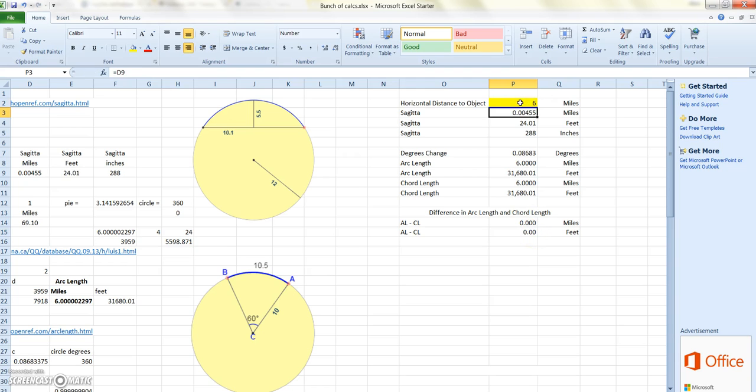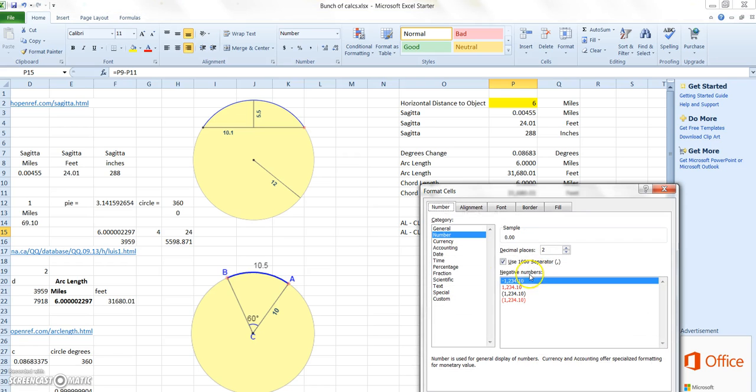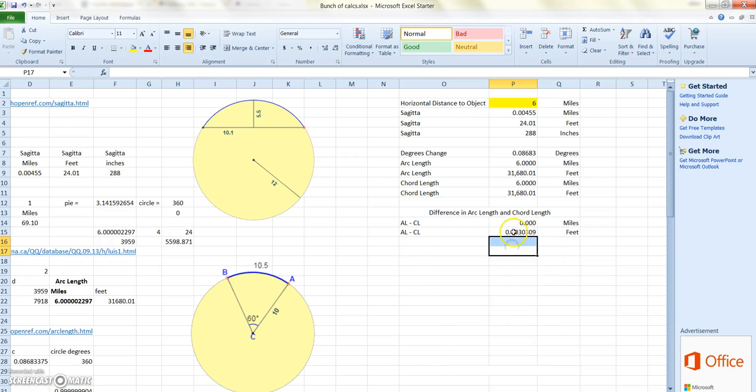Now, if I'm looking 6 miles, some people say, okay, I'm just using 6 miles, and, well, you've got to take that. It's literally no difference. There is no difference out to 2 decimal places. If we go out more decimal places, let's see what the difference is. Okay, now we've got a 0.003 feet difference.